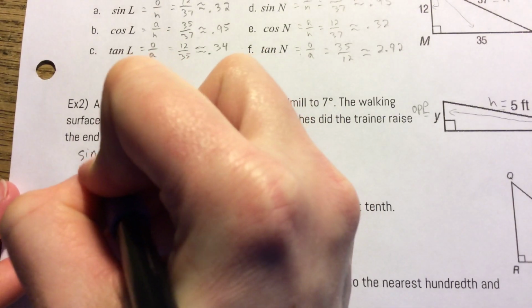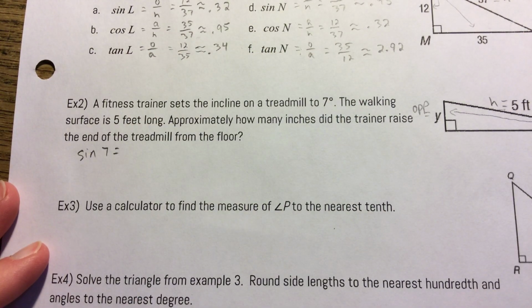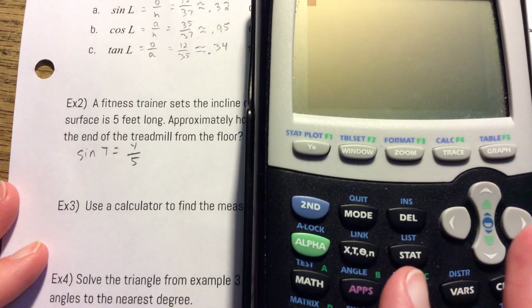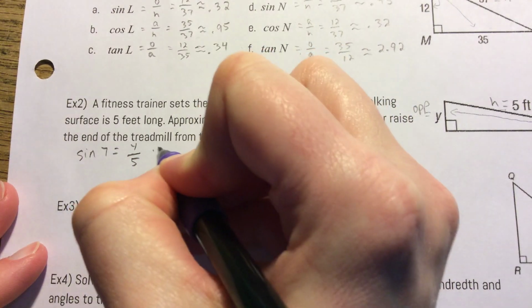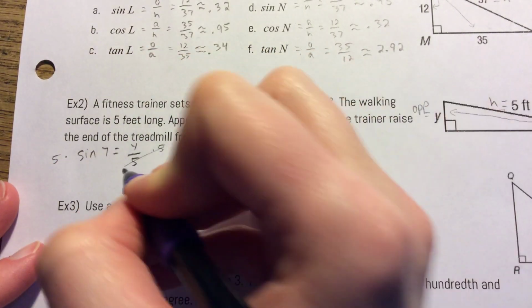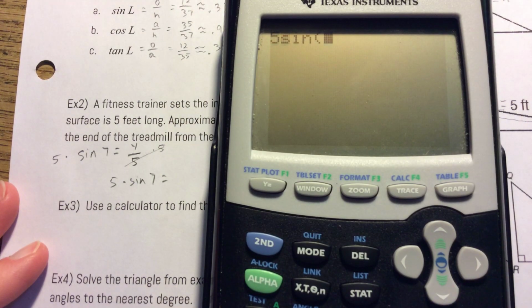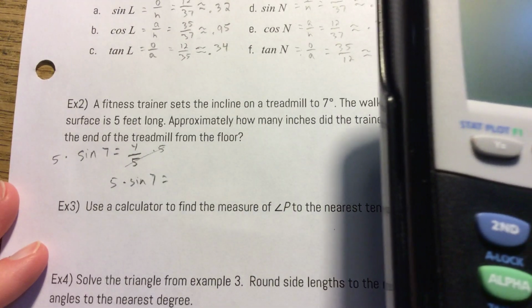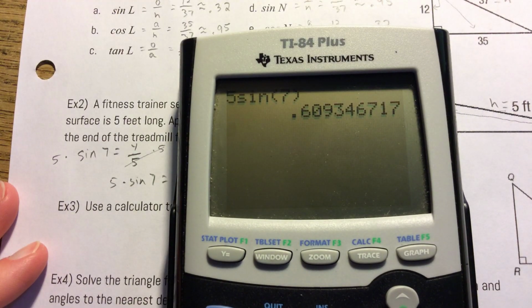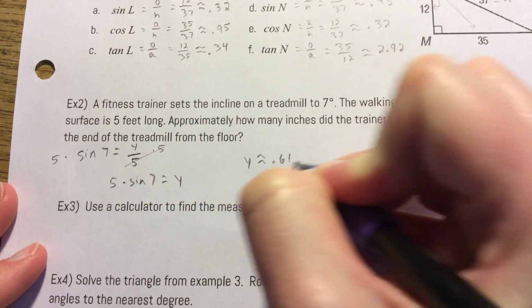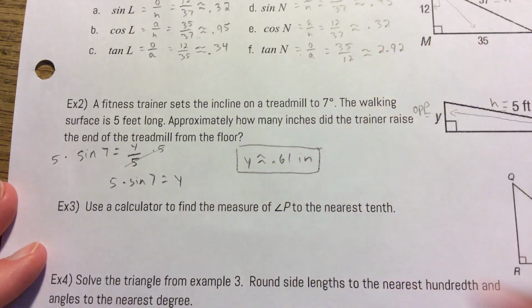So I'm going to say sine of 7 equals opposite over hypotenuse, so that would be y over 5. Then on here, if I want to get y by itself, I multiply both sides by 5. 5 times the sine of 7 is what's going to get typed into the calculator, just like this. And that gives me, does it say what to round it to? Let's just go to the nearest hundredth again, that would be 0.61. So a little over a half of an inch.